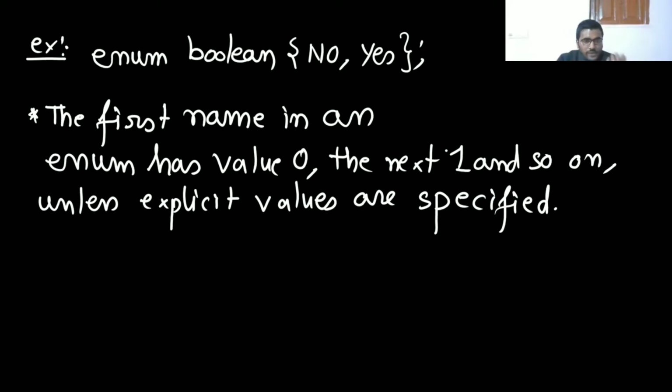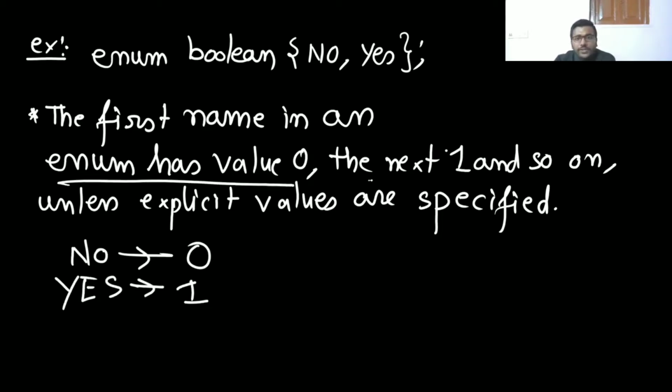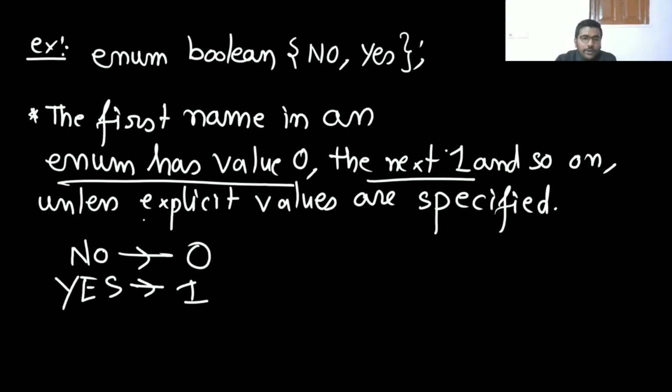Now, if you print no, it will give output 0 and yes as 1. That we have seen. The first value is 0 and the next is 1, and so on. Otherwise, if you have given values for some and not for others, then it will keep incrementing by one.